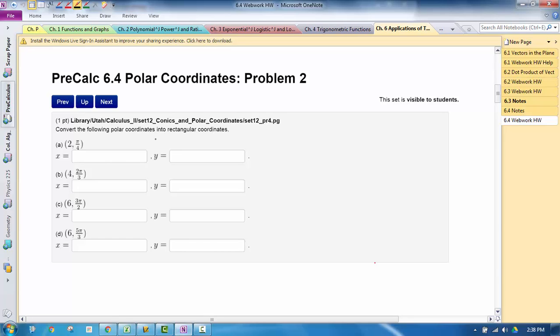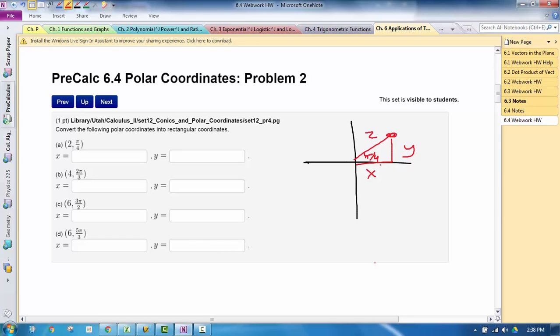Okay, the next problem 2 says convert the following polar coordinates into rectangular. So this polar coordinate that I have right here goes 45 degrees, so I'm going to rotate 45 degrees, which is along this line, and then it goes out 2 units. So there's the polar coordinate right there. Now, if I write this angle pi over 4 right there, what I'm looking for is x and y. So I'm going to find x and y right here.